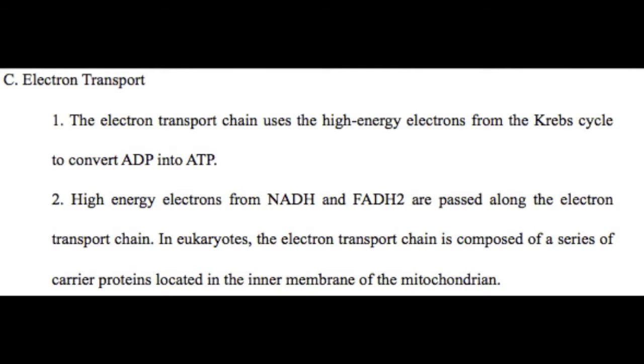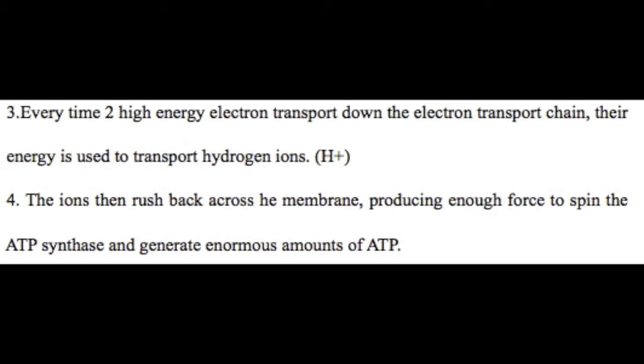The electron transport chain uses the high-energy electrons from the Krebs cycle to convert ADP into ATP. The high-energy electrons from NADH and FADH2 are passed along the electron transport chain. The electron transport chain is composed of a series of carrier proteins located in the inner membrane of the mitochondria.